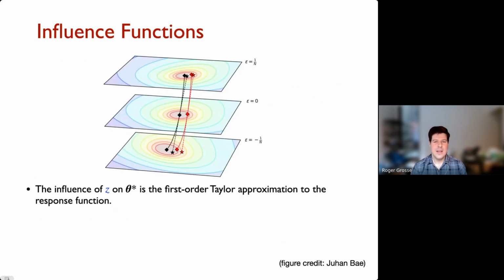And so pictorially, we can think about the response function in this way. So we have a visualization of the loss surface for a training objective. As we vary the weight of a single training example, the loss function will shift a little bit. And so that causes the optimal solution to vary along a particular curve. Influence functions are based on taking a first-order Taylor approximation to the response function. Right? What's the derivative of the optimal weights with respect to epsilon?